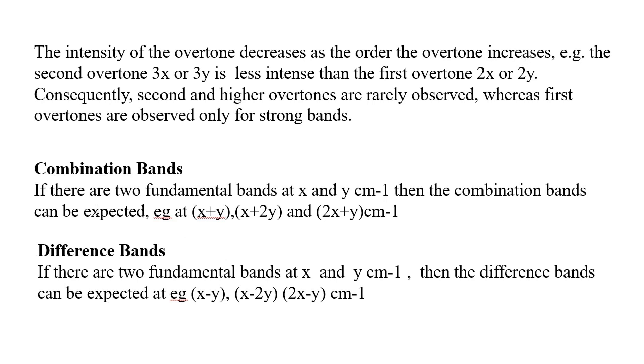Right. Then if there are two fundamental bands, one at x centimeter inverse and the other at y centimeter inverse, then the combination bands can be expected. For example, at x plus y or x plus 2y or 2x plus y centimeter inverse, etc. That is, if the two fundamental bands are at x centimeter inverse and y centimeter inverse, then the combination of these bands can be expected as x plus y centimeter inverse or x plus 2y centimeter inverse and 2x plus y centimeter inverse, etc.